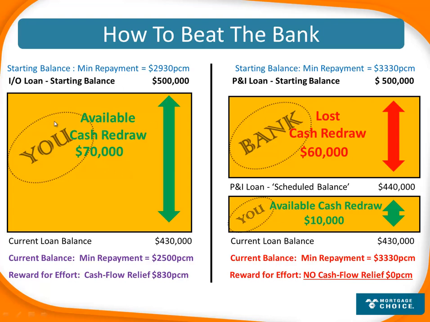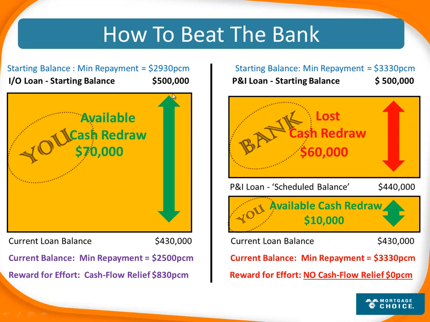We want you to have this $70,000, not to give the banks the $60,000 to use. Another huge advantage of interest only: let's assume down the track you want to go and buy an investment property. The bank will ask one question: what are your minimum commitments to other loans? Now if you've got a minimum commitment of $2,930 per month versus someone on a principal and interest loan of $3,330, who do you think they will lend more money to?